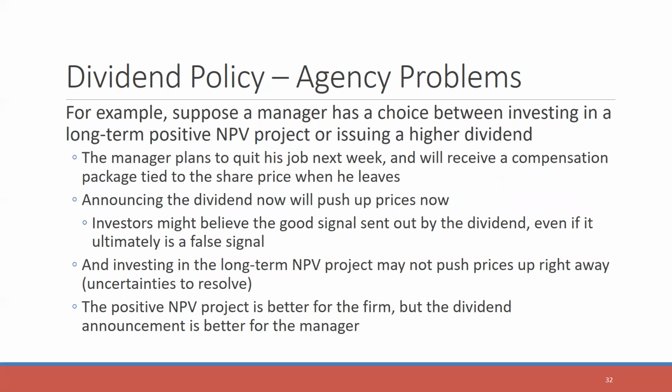For example, suppose a manager has a choice between investing in a long-term positive NPV project or issuing a higher dividend. The manager plans to quit their job next week and will receive a compensation package tied to the share price when he leaves. Announcing the dividend will now push up prices. Investors might believe the good signal sent out by the dividend, even if it ultimately is a false signal. So if I know that I'm not going to be at this job for the duration of that positive NPV project, even though that long-term positive NPV project could be better for shareholders, I'm going to issue this dividend. Right, because I'm worried much more about the short term than the long term. So this is one of the ways that the agency problem can manifest itself.